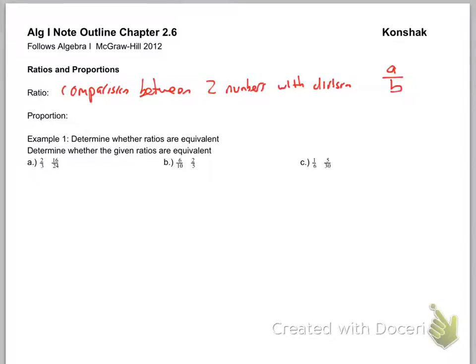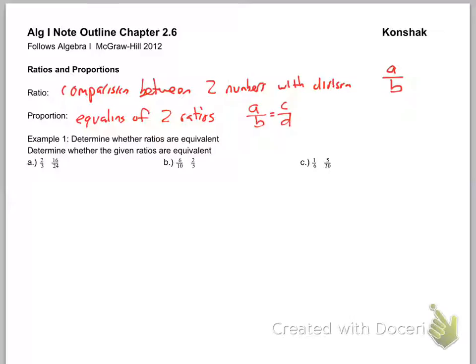Yeah? So what's a proportion then? A proportion is just a comparison of two ratios. So it's the equaling of two ratios. You might get something like A over B equals C over D. That'll work.